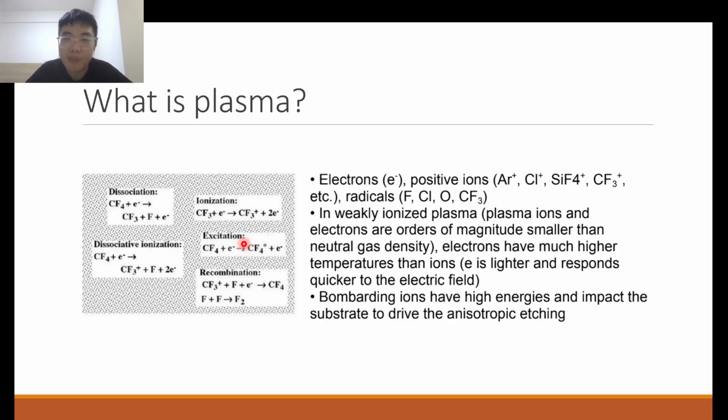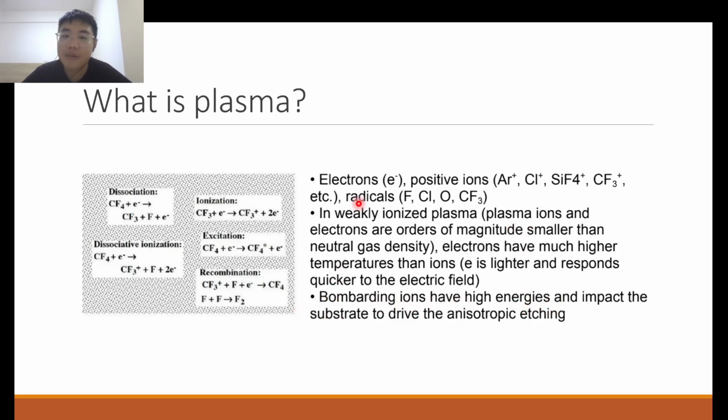When the electron bombards a CF4 molecule in the ground state, it can be excited to a higher energy state, and afterwards this excited molecule can de-excite back to the ground state, releasing a photon of light. And so this is why we observe that plasma normally glows. It can glow strongly or weakly, depending on the energy and density of the plasma. But normally the plasma glows because excited species in the plasma de-excite and release photons of light.